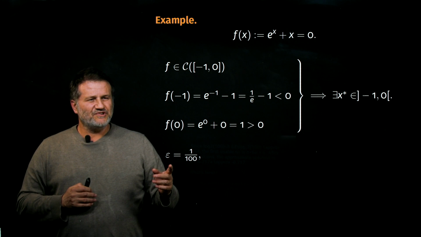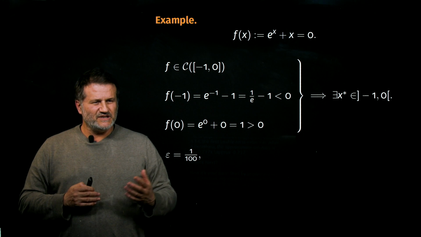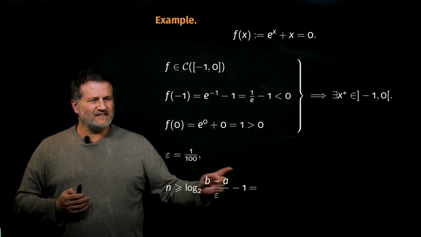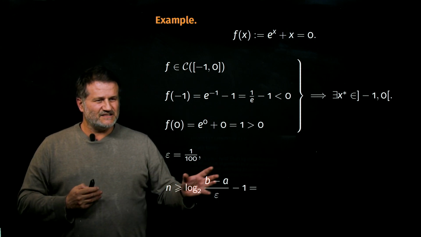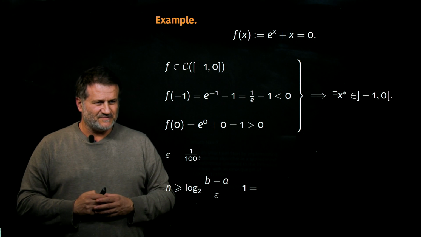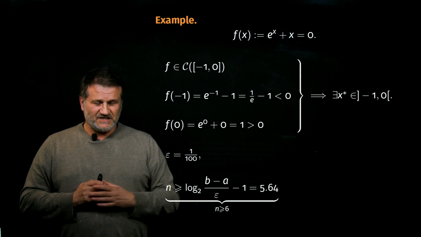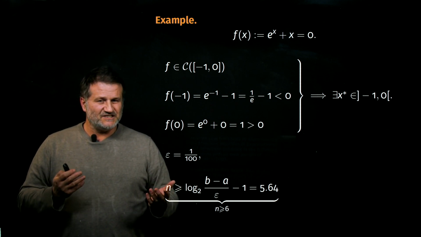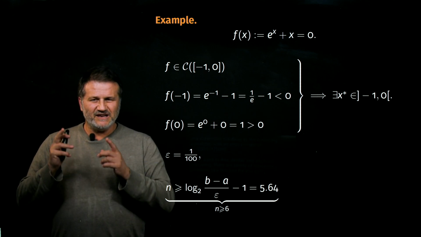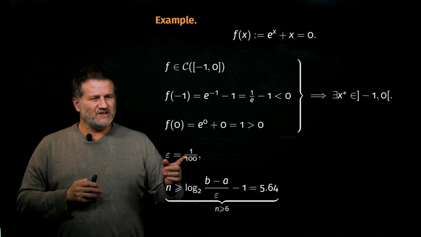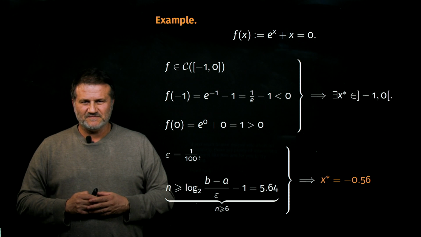Moreover, if we want to determine that solution with an error of 1 over 100, what we have to do is a number of iterations which is larger than this quantity. Now the length of the interval is 1, epsilon is 1 over 100, so this log is the log of 100, which is about 6 point something, minus 1, 5.64. So this means that, since n is natural, for n equals 6, with 6 iterations, the corresponding xn will provide an approximation within this error, and we get this value, minus 0.56.